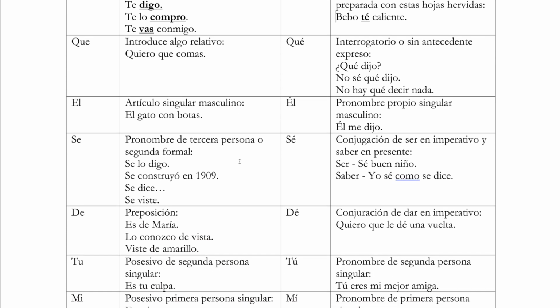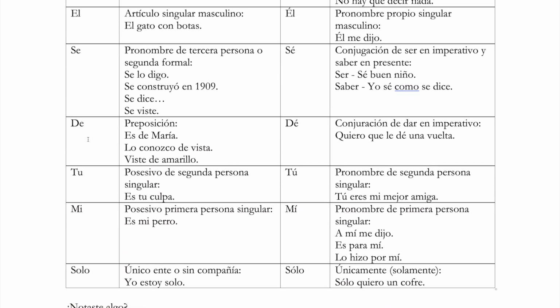Let's go ahead and look at some of these other examples. If we look at the preposition of versus the verb, here this will be es de María. So it's Maria's. Es de María. It's Maria's. Versus over here, quiero que le dé una vuelta. Right? So I want you to que le dé una vuelta. This is to go check up on, just go for a stroll, go around and check up on something or someone.